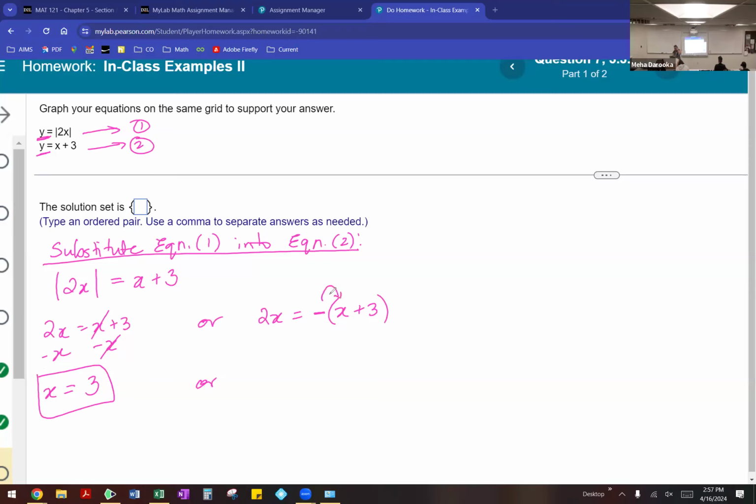Or, distribute that negative sign inside the parentheses. And you will end up with negative x minus 3. So when we actually move this x, it becomes positive. And you end up with 3x equals negative 3. Divide both sides by 3, and you are going to end up getting x equals what side? Negative 1.